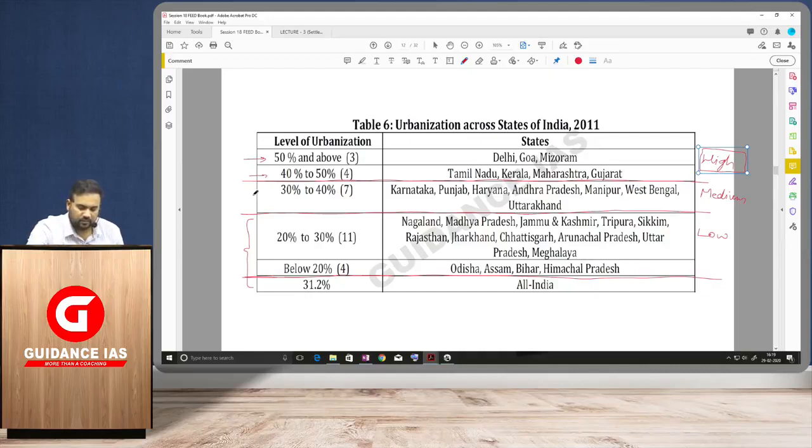Then there is medium. So you can see medium वाले कौन से हैं? कर्नाटक, पंजाब, हरियाणा, आंध्र प्रदेश, मणिपुर, वेस्ट बंगाल, उत्तराखंड. They have a medium level of urbanization. Then there is a lower level of urbanization in the majority of EAG states. Northeastern, Himalayan, many of these you will find what? There is a low level of urbanization. Lowest is found in Himachal Pradesh. Himachal Pradesh has the lowest level of urbanization in India. ठीक है, followed by Bihar.